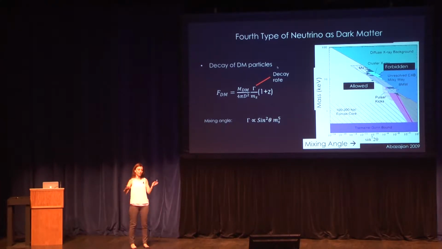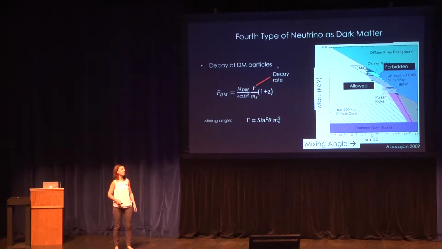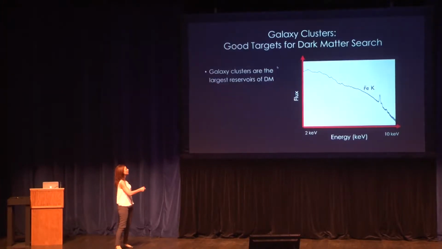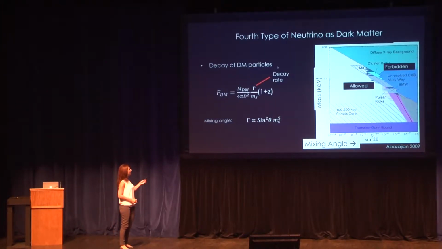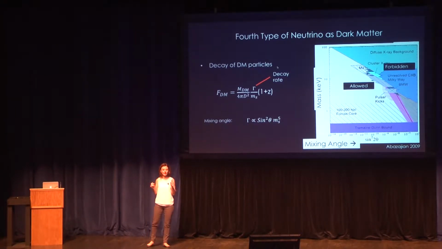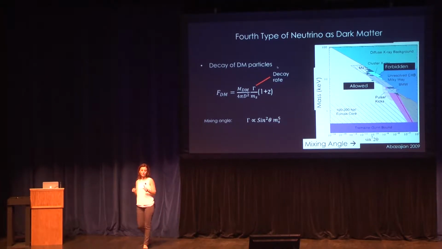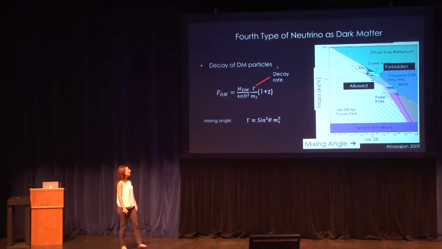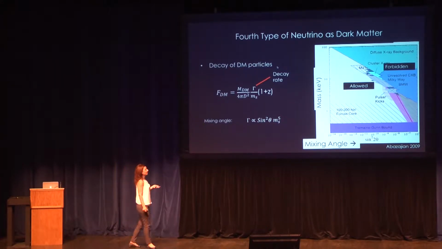And let's say if you detected a line, the flux under this line is basically proportional to the decay rate or mixing angle, and the energy of the detected line is half of the mass of the particle, okay? Because this is a monochromatic decay.